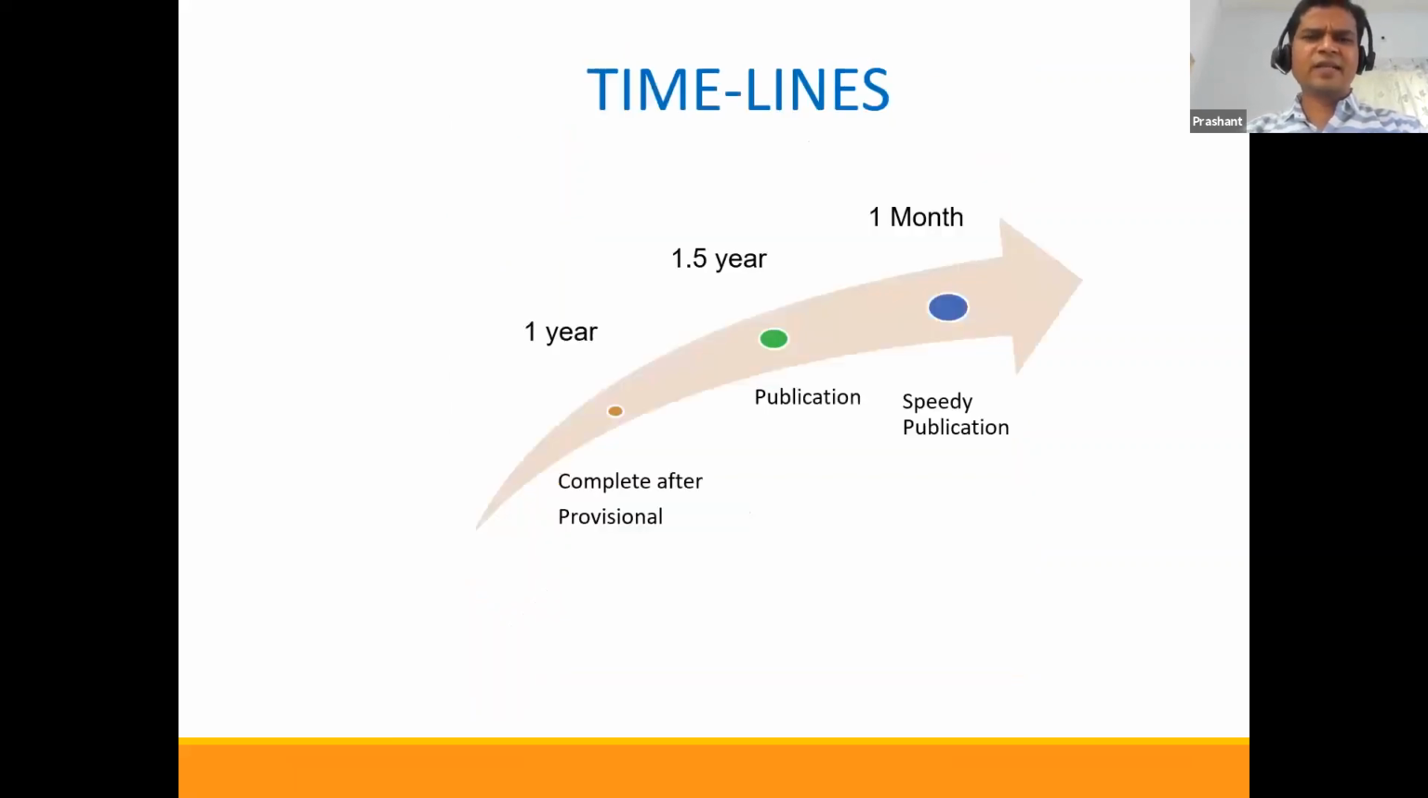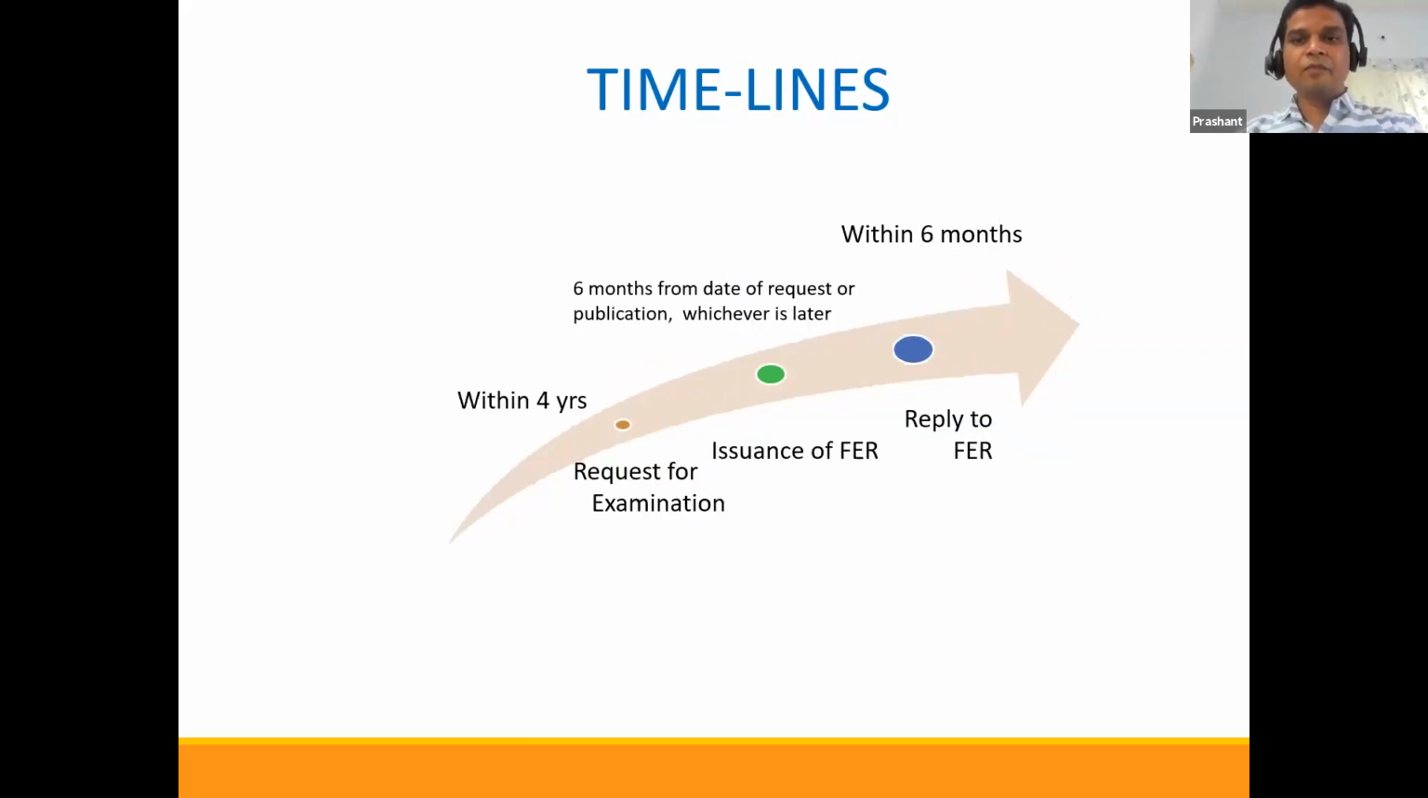So these were the deadlines I was talking about. If you are going for a provisional, make sure you file the complete specification within 1 year. Publication in the normal route happens after 1.5 years, that's 18 months. If you go for a speedy publication, you can pay an additional fee to the government and they will publish in 1 month rather than waiting for 18 months. So that's also possible in India.